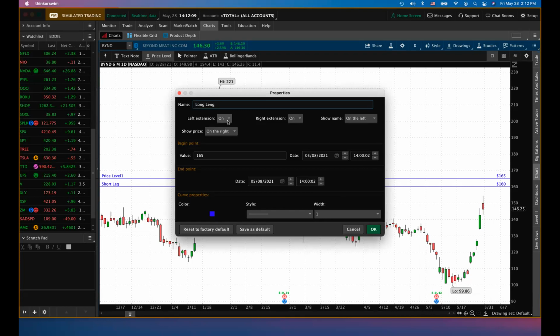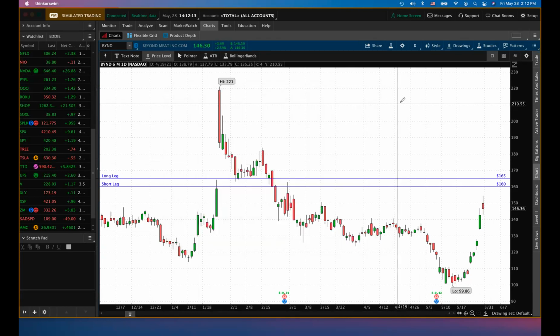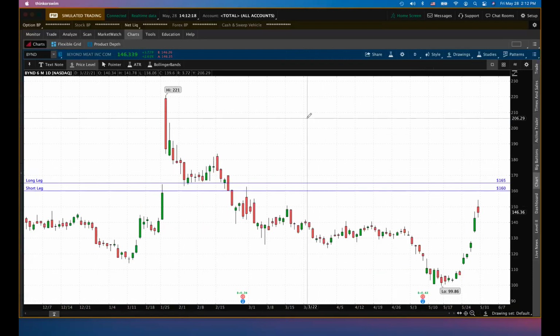Long leg. Okay. So hopefully you can all see my chart. Let me get some clutter out of the way. You're looking at Beyond. My short leg is that one at 160. My long leg is at 165.